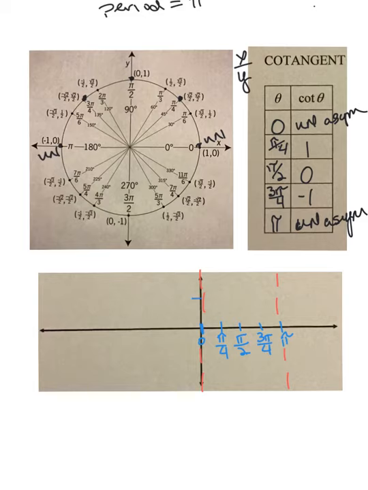Our high value that we have is a 1, and our low value is a negative 1 as far as the values of cotangent that we found. And now if we plot these points, at pi over 4, we are at 1. At pi over 2, we are at 0. At 3 pi over 4, we are at negative 1. But we have asymptotes again.